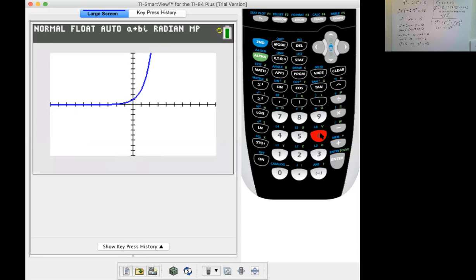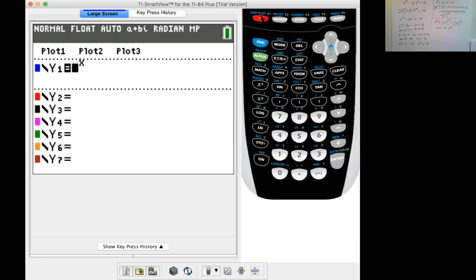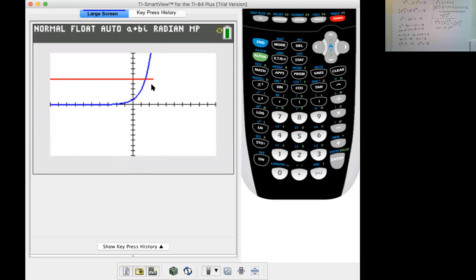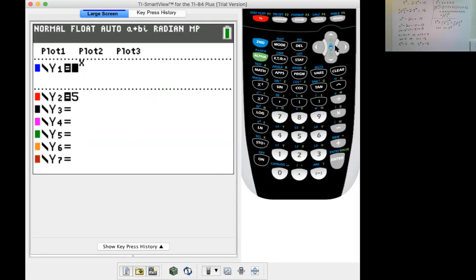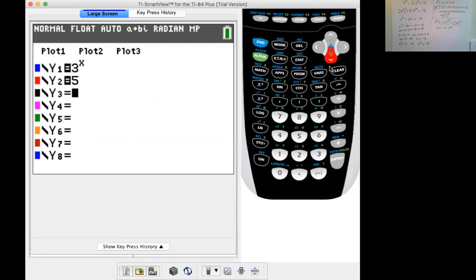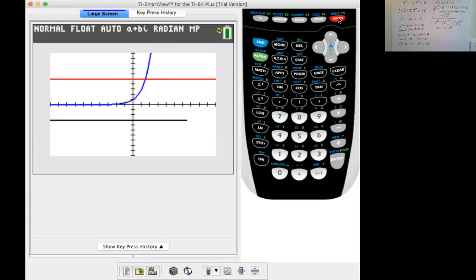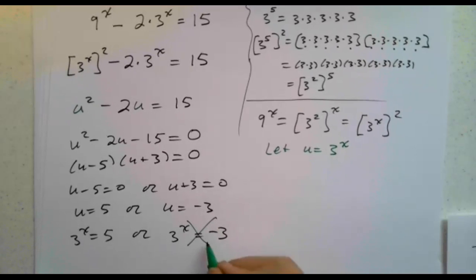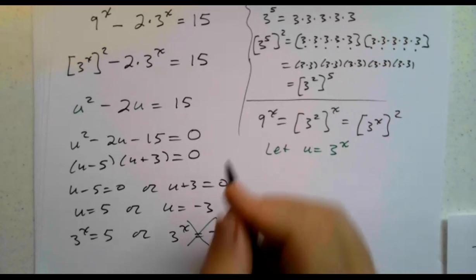Now 3 to the x certainly could equal 5. Where does 3 to the x equal 5? 3 to the x equals 5 where these two things intersect. But does 3 to the x ever equal negative 3? Negative 3 is down here. 3 to the x never equals negative 3. So looking at this, I can throw this piece out. This is not going to have a solution, but I am at the point where I have 3 to the x equals 5. So how do I solve that?